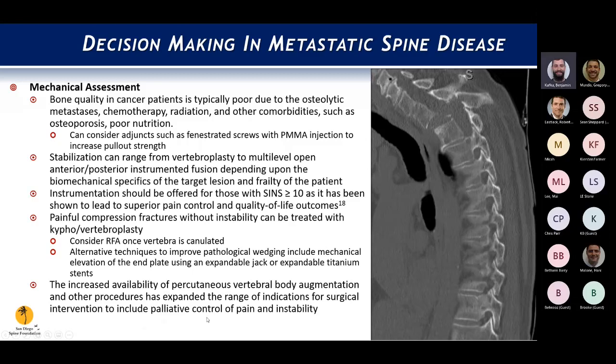This increased availability of these percutaneous techniques has really expanded the number of patients that we can help, who may present to you with metastatic spine disease and who may in the past have been too frail to treat with large open surgeries. We can now offer them these smaller percutaneous techniques that can really improve their quality of life.